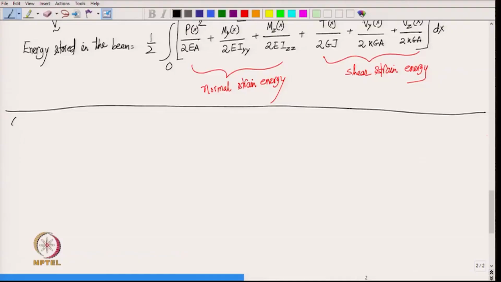So, first of all, let us think of a beam which is clamped at one end, and we are applying a force at a distance a from the clamped end. Okay. So, we are applying a force F here, let us say F1, and our goal is to find out theta L, what is the rotation of the cross section at x equal to L, the tip rotation.